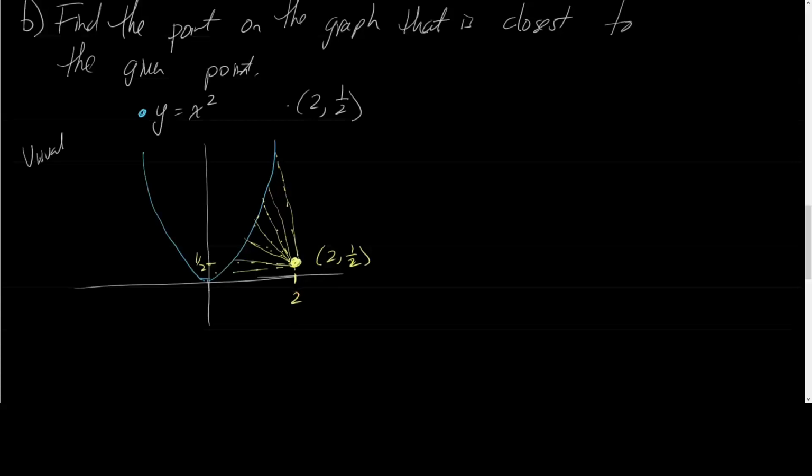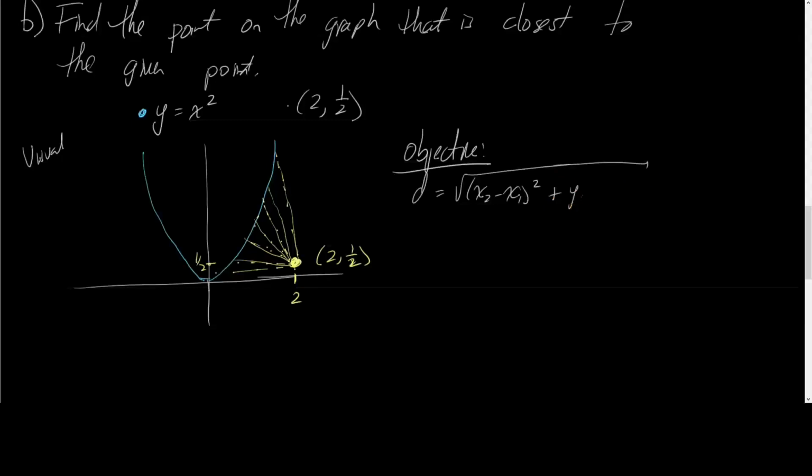So let's see what our objective then here is. Our objective is to minimize the distance. And what was the distance formula? The distance formula is the square root of (x sub 2 minus x sub 1) squared plus (y sub 2 minus y sub 1) squared. Right? That is our objective.